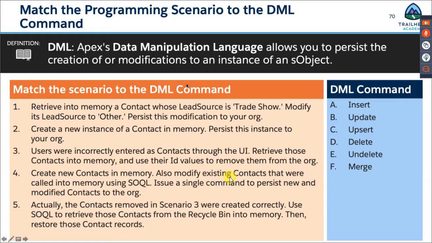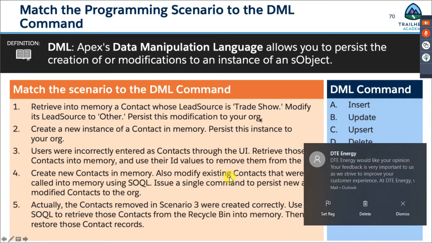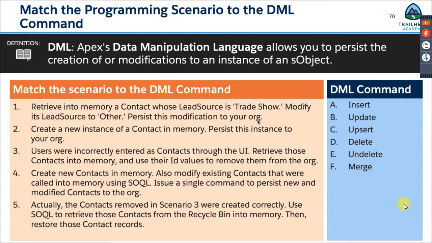Let's suppose we have one scenario that says, retrieve into memory a contact whose lead source is trade show, modify the lead source to other, and persist this modification on your org. Which DML command are you going to be using? And if you're thinking of an update, you are absolutely correct.